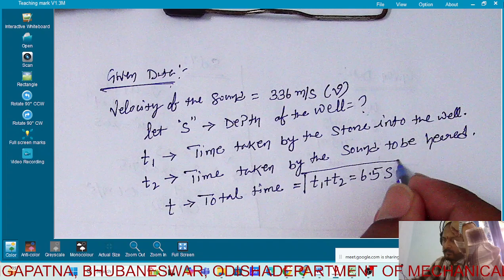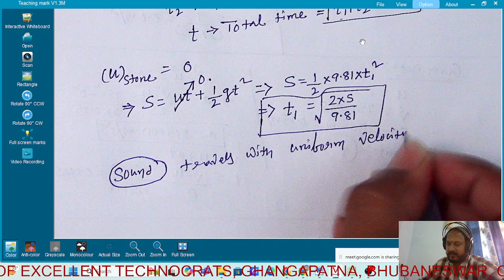Next we come to sound. You know, sound travels with which velocity? Uniform velocity. We should write this statement. If sound travels with uniform velocity, the equation is S is equal to ut plus half gt square. When it is uniform velocity, this whole portion becomes 0, because acceleration is 0.